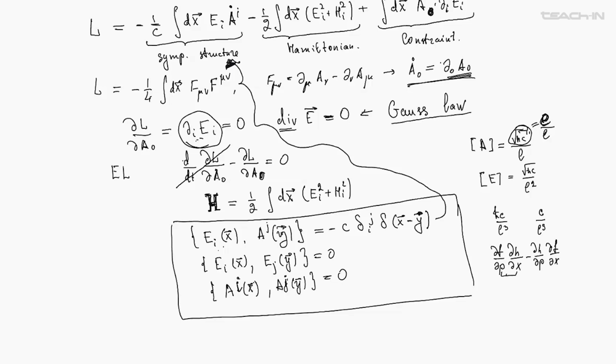It will be cancelled, and then you get the agreement of the dimensions between the left and the right-hand side. This is just to check that this Poisson bracket has a meaning, that, for instance, the speed of light appears on purpose on the right-hand side.